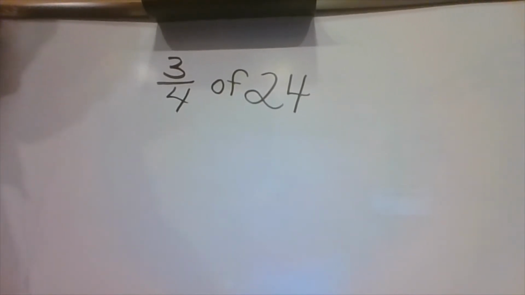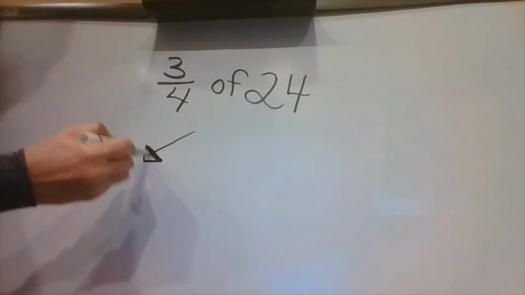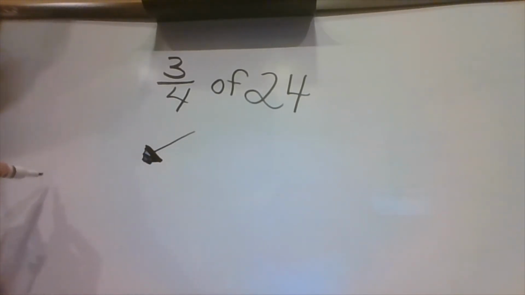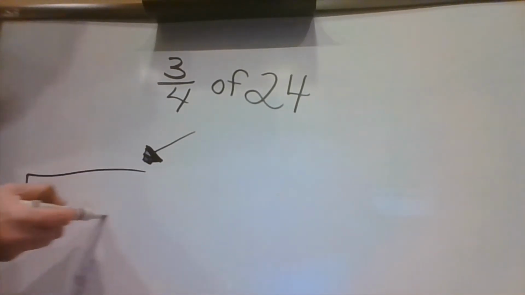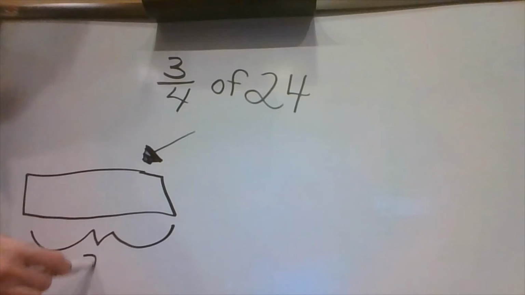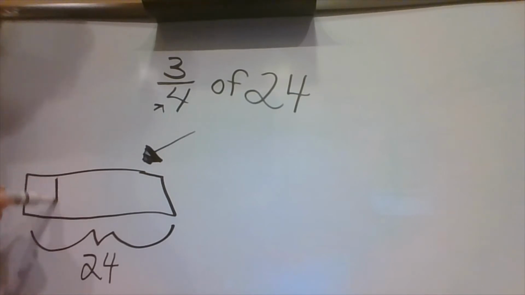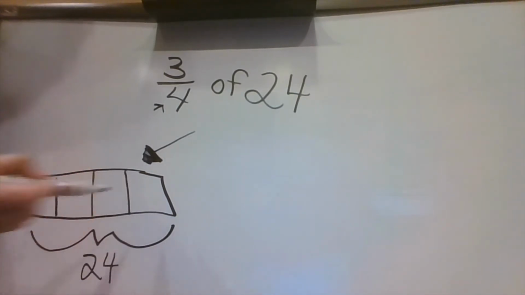I want you to try this one with me. Get a piece of paper, copy this down, pause the video if you have to, and follow along with me as I do this problem. We're actually going to solve it both ways. Over here, we're going to use a tape diagram. Your tape diagram represents the whole, which is 24. And this time it's cut up into fourths, so you must split it into 4 even pieces.